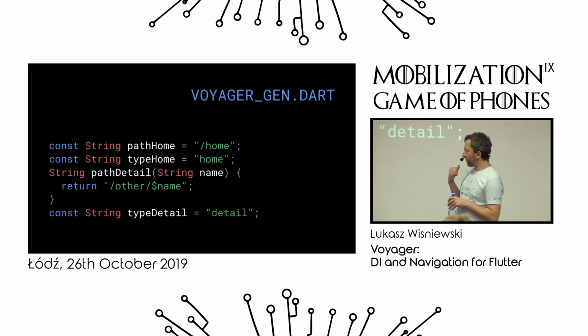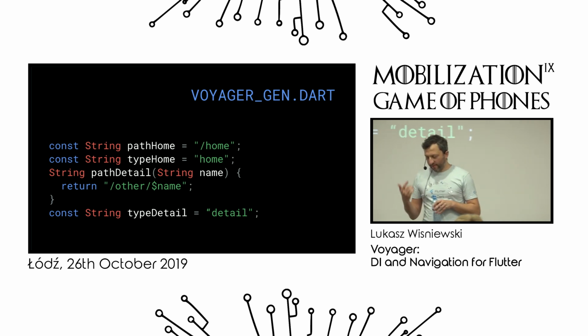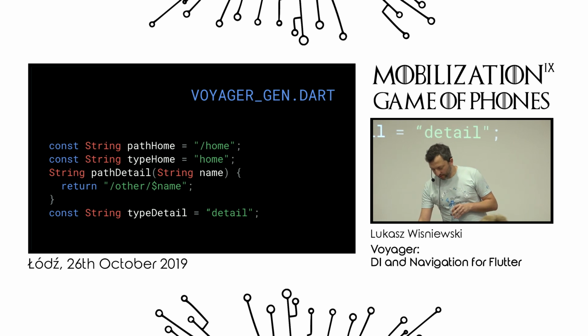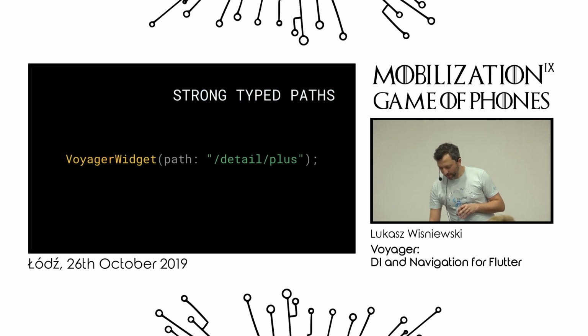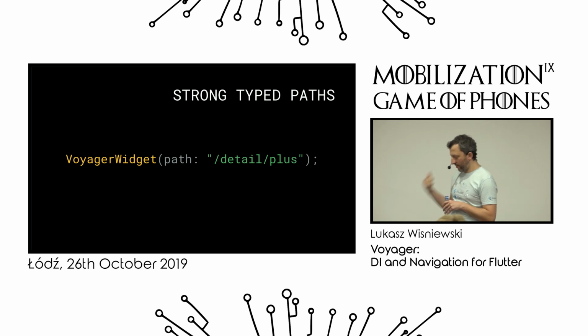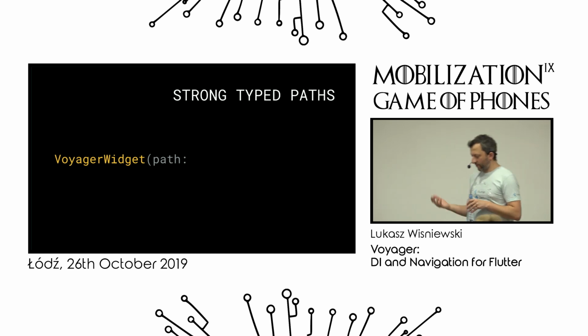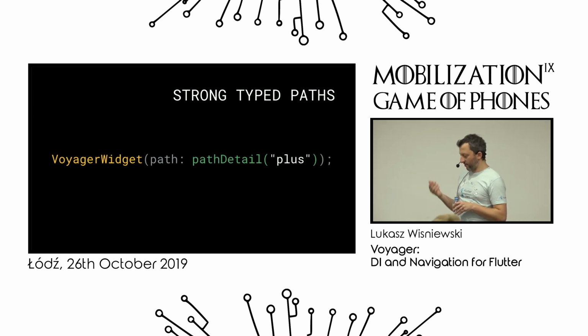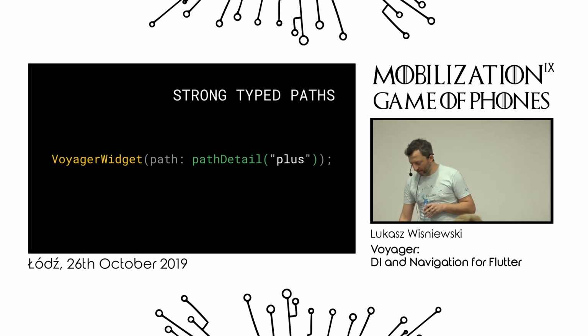All right, and this is what will be generated for you. Strong type paths and strong types per every screen path. And why is it good? Imagine you had a path that's manually typed, so it's error prone. Usually you would define a constant value, but you don't have to do it anymore. You can just rely on Cogeneration here.